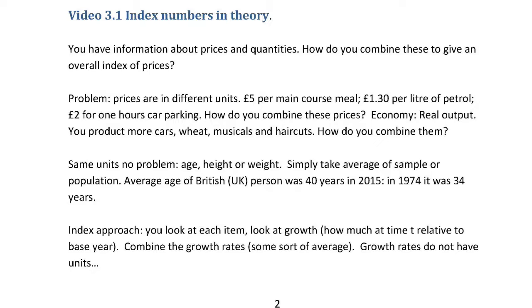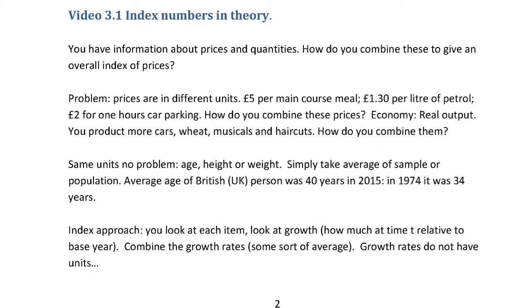Now, how do we solve this problem? Well, there's a simple method which is used, which lies at the heart of how price indices are done. You look at each item and you look at the growth in the price of that item, or more specifically, the price relative: what the price level is at time t relative to a base year, time 0. It's a ratio of the price at time t relative to the same price at time 0. So it's a ratio, and when you take the ratio, the units drop out.